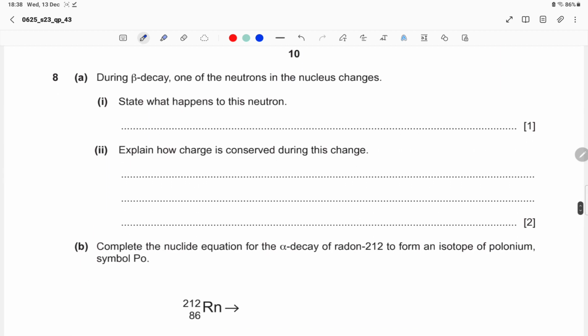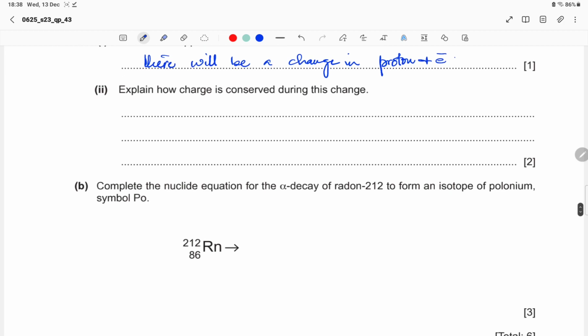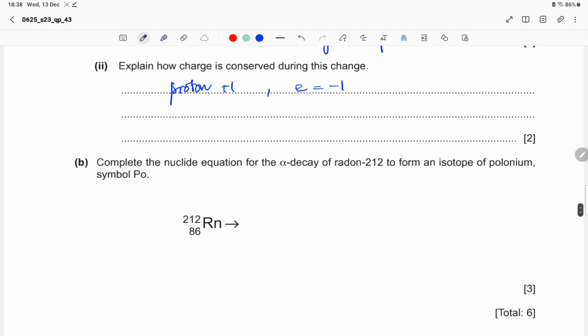During beta decay, one of the neutrons in the nucleus changes state. What happens to the neutron? Again, simply remember this: the neutron changes, and there will be a change in a proton and an electron. Explain how charge is conserved during this change. The proton is +1 and the electron is -1, so the total charge is again 0, because +1 -1 is 0.